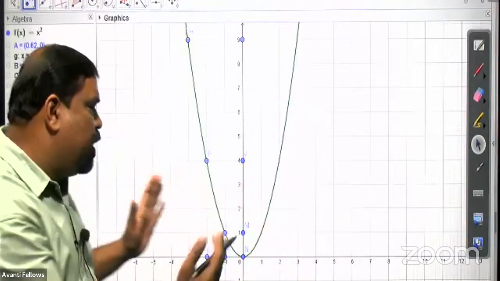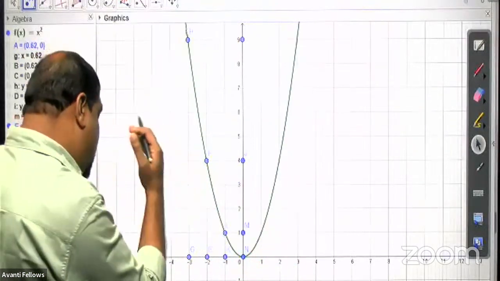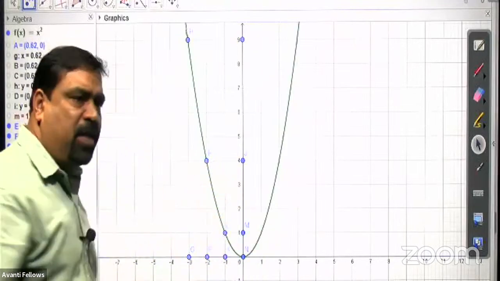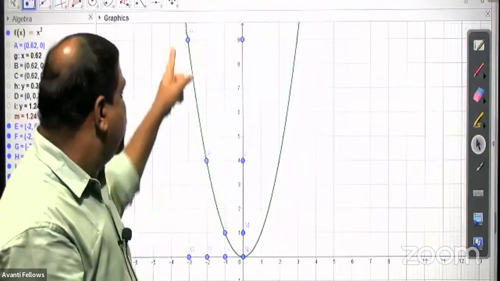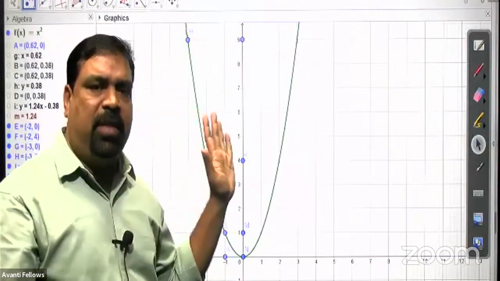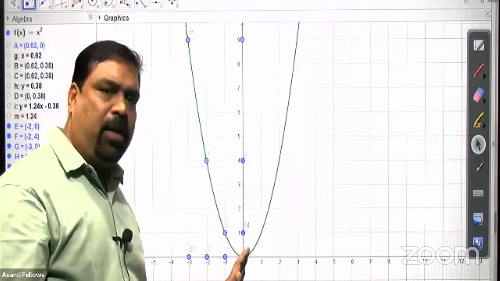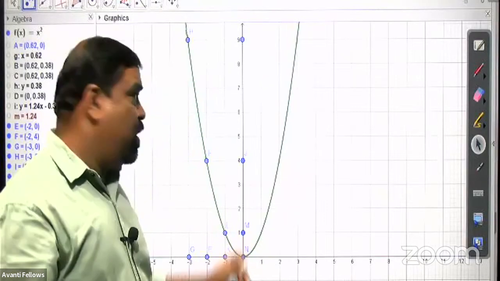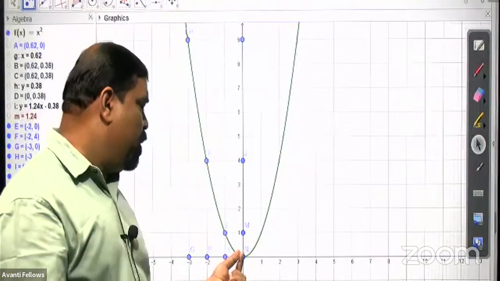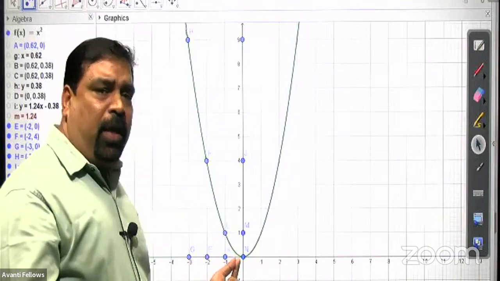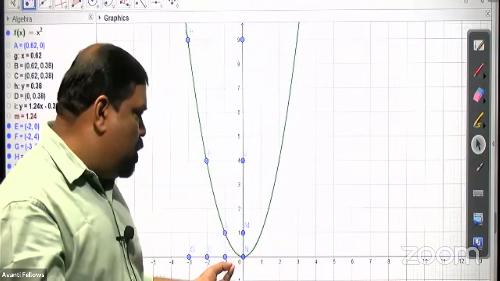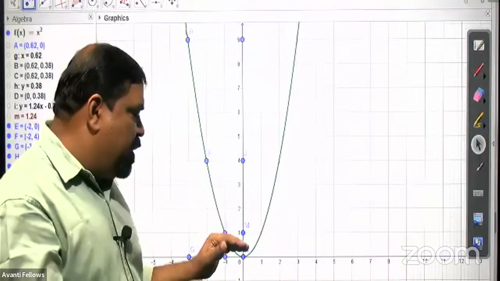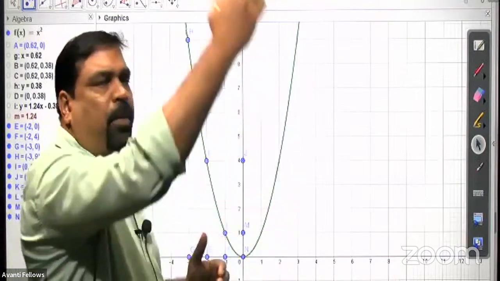But if I take only the interval from minus infinity to 0, in that interval this function is clearly decreasing, strictly decreasing. Up to 0, less than 0, it is strictly decreasing. At 0, there is a stable point, a turning point. At 0 it becomes stable, and again it turns back.